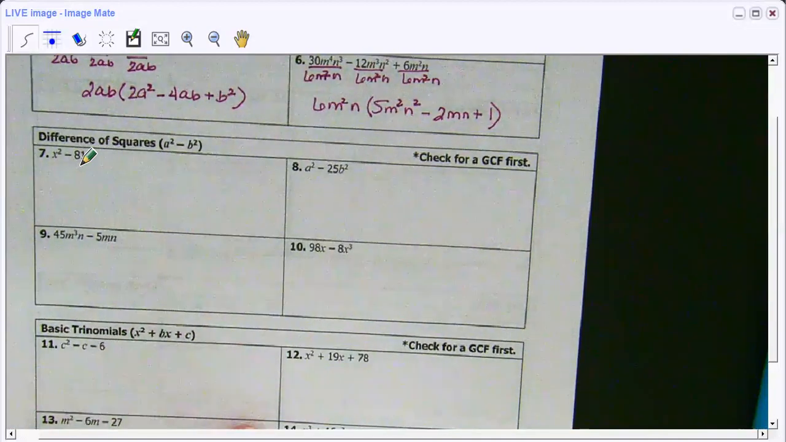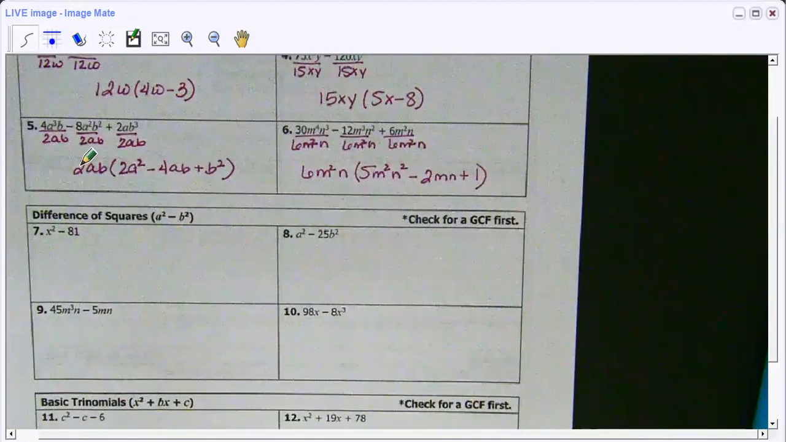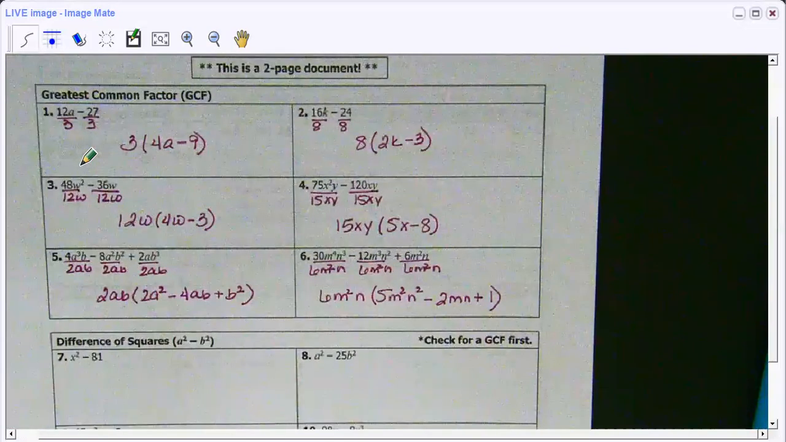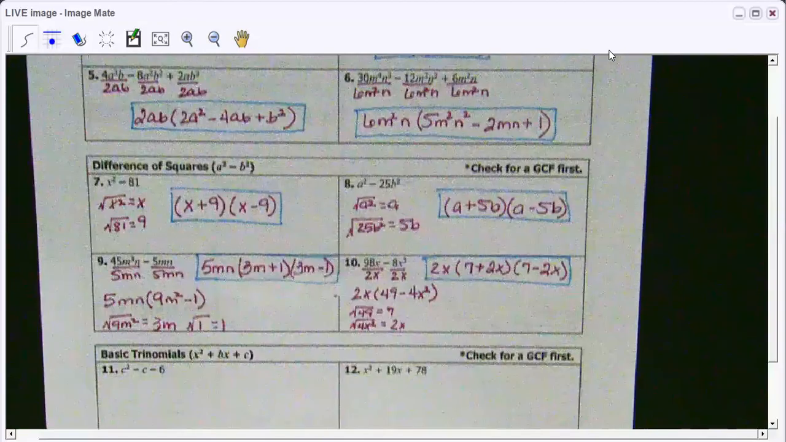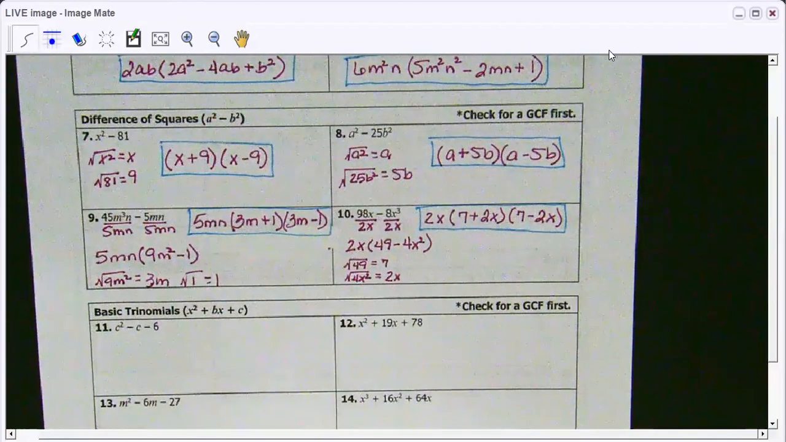You want to see the answers? Okay. All right. So right now I want everyone working on 7 through 10. Okay, here are the answers for 7 through 10. Go ahead and check those. And if you have any questions, let me know. Raise your hand if you have any questions at all about this section.